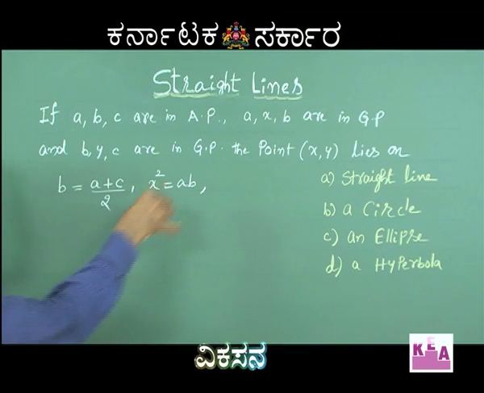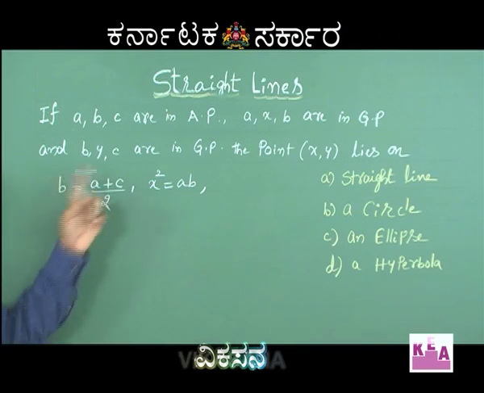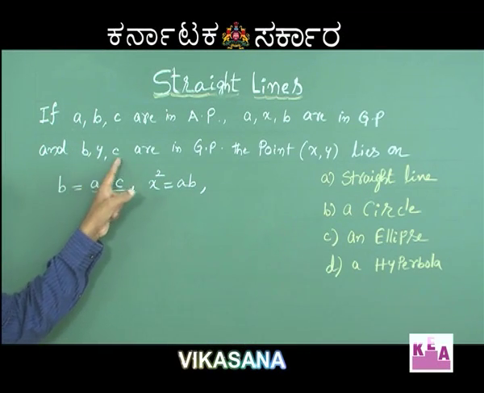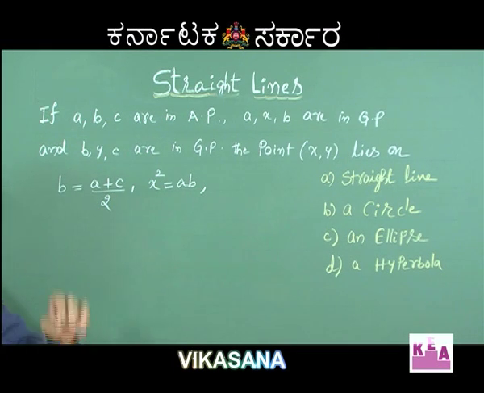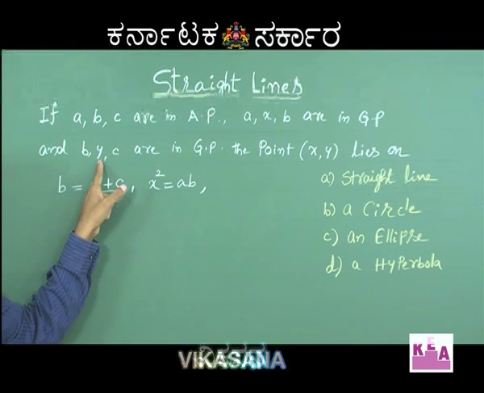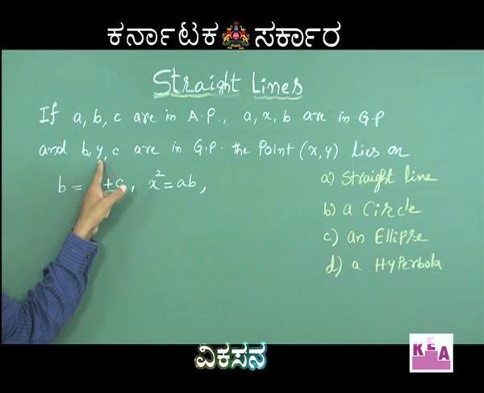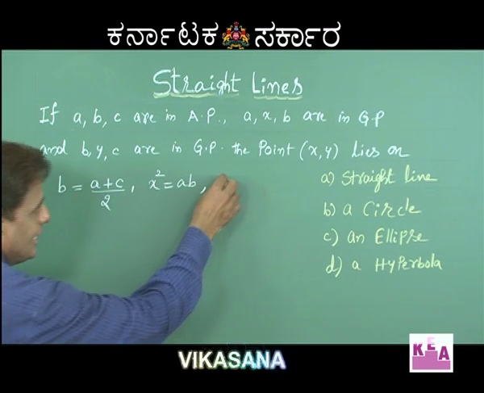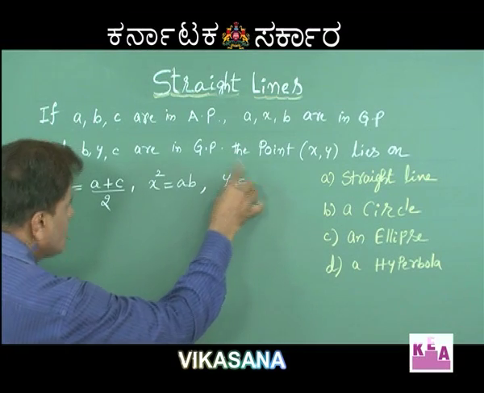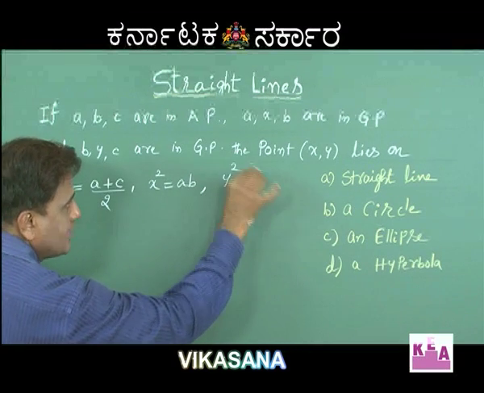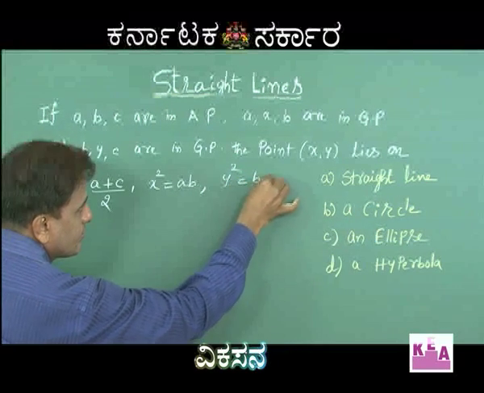Again, we consider one more point. Third data: B, Y, C are in GP. Again here Y is called the geometric mean between B and C. Geometric mean between B and C is equal to the square root of BC. That is, Y is equal to the square root of BC, or Y square is equal to BC.